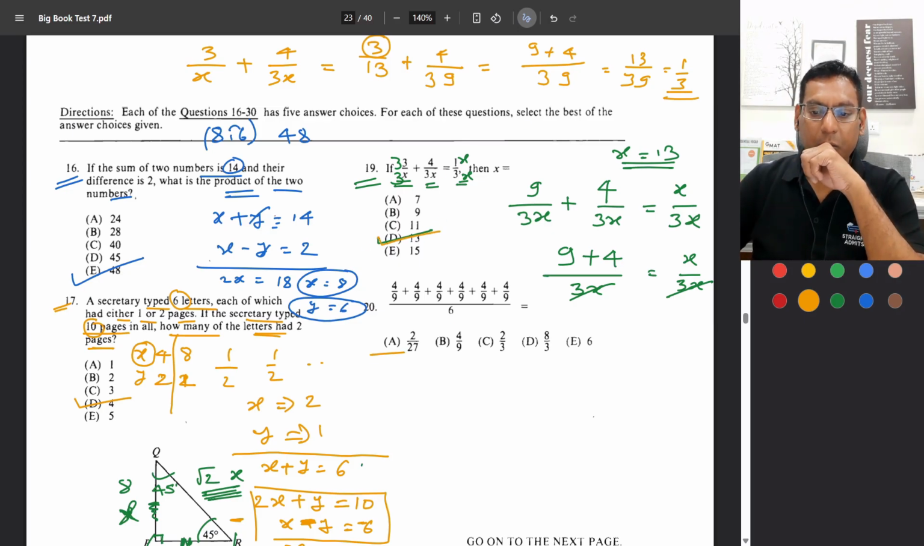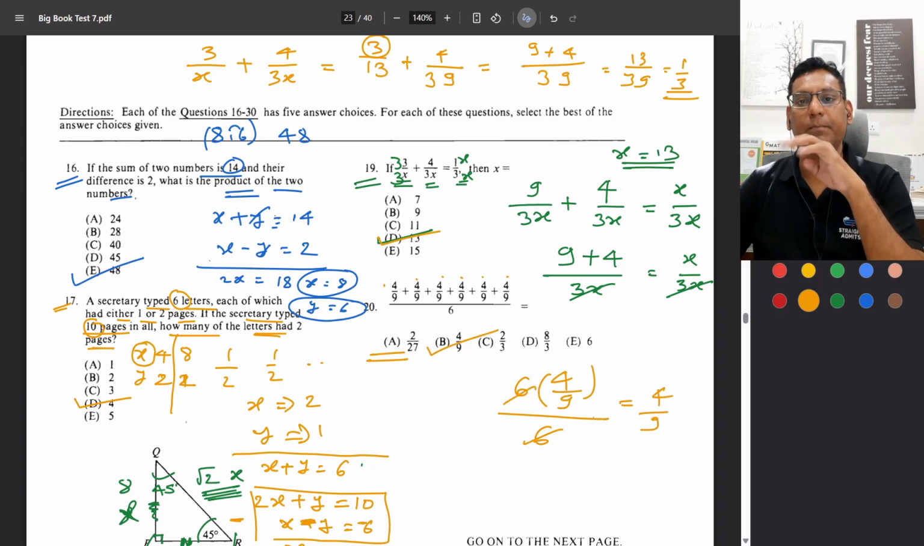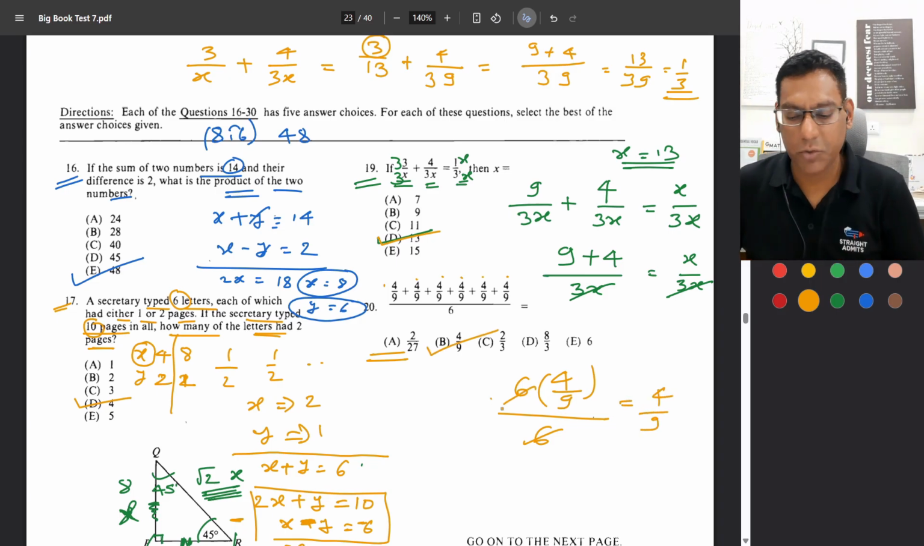Okay. Question 20. 4 by 9 plus 4 by 9 plus 4 by 9, that is 3 times, 4 times, 5 times, 6 times. So 6 times 4 by 9 on the numerator divided by 6. 6 gets cancelled. What I get is 4 by 9. Answer choice B. This is probably the easiest question of all.